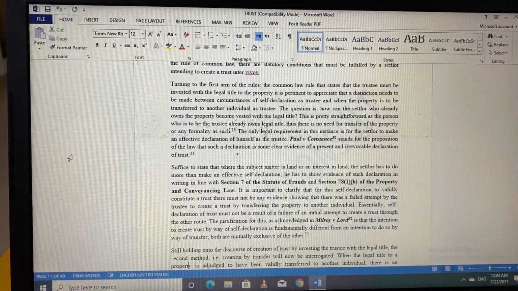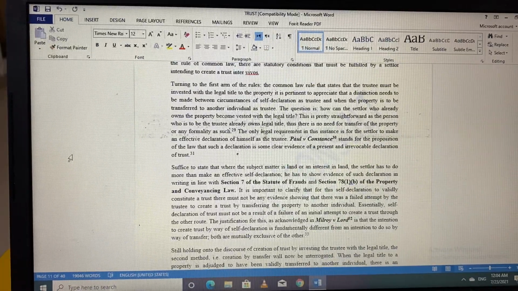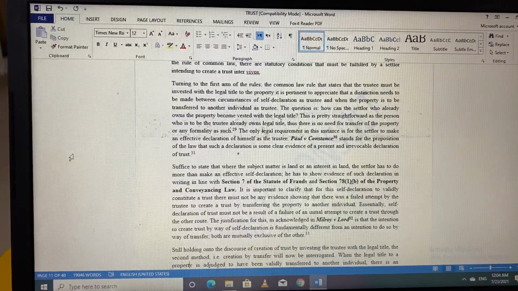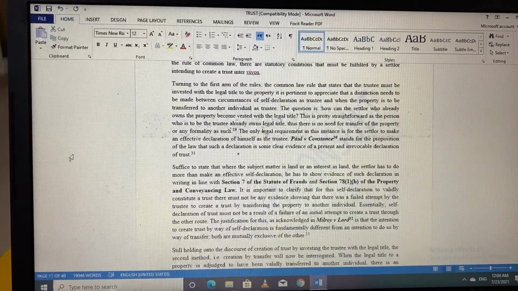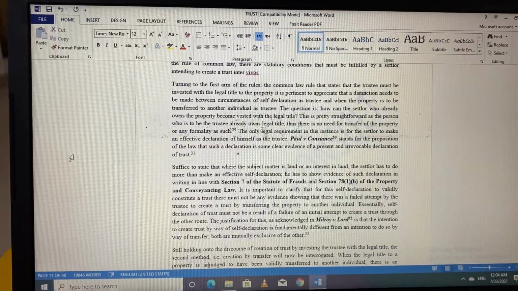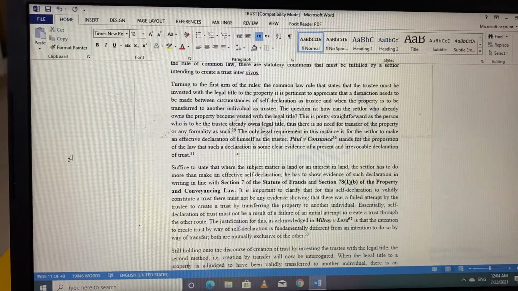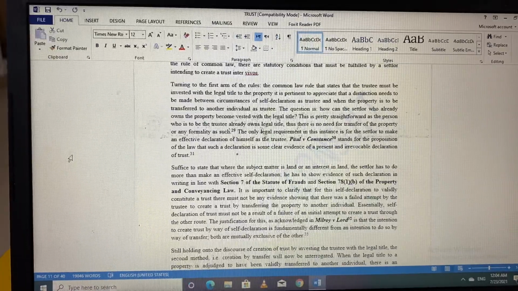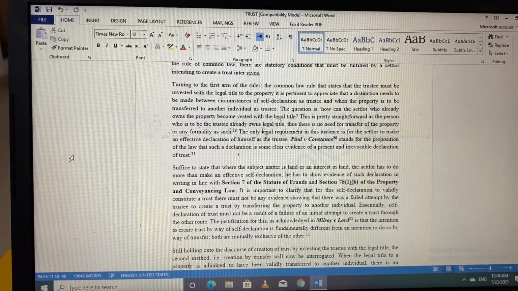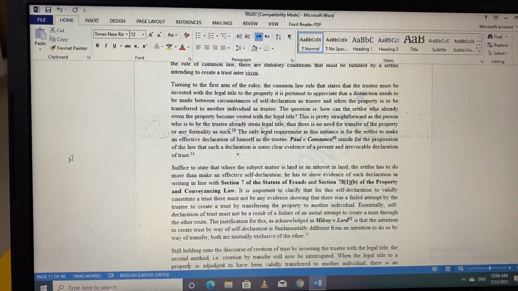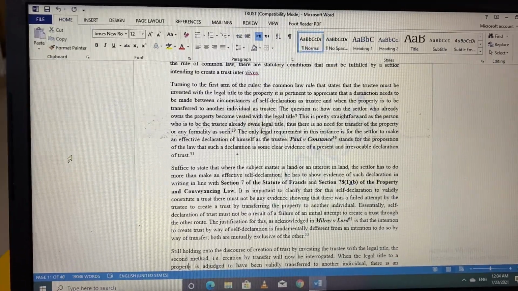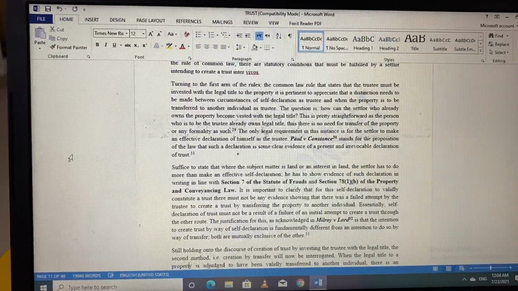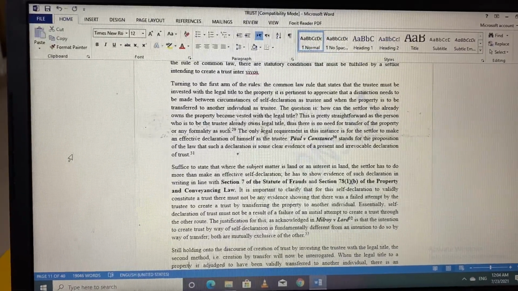It is important to clarify that for this self-declaration to validly constitute a trust, there must not necessarily be any evidence showing that there was a failed attempt by the trustee to create a trust by transferring the property to another individual. So what we mean is, if you want to adopt self-declaration of trust, then you should adopt it. Not that it should be some sort of last resort. It shouldn't be that you already attempted to transfer the property, but then because that failed for one reason or the other, you now wanted to revert to self-declaration. No, you cannot commingle both of them.